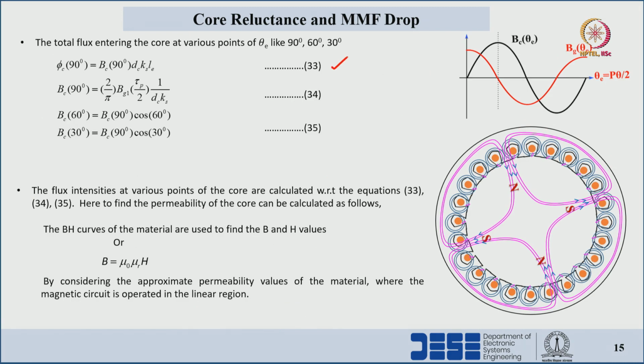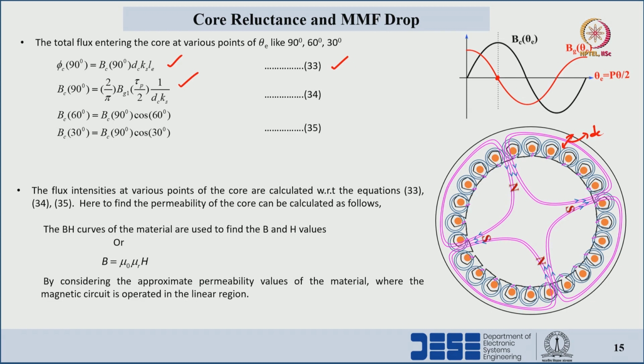Now, the flux value at the 90 degree angle that we have calculated is phi c equals Bc at 90 degrees into Dc, where Dc is nothing but the back iron depth, this length is nothing but Dc into Ks into Le. The flux density at 90 degrees, we have calculated already, is 2 by pi Bg1 into tau p by 2 into 1 by dc into Ks.